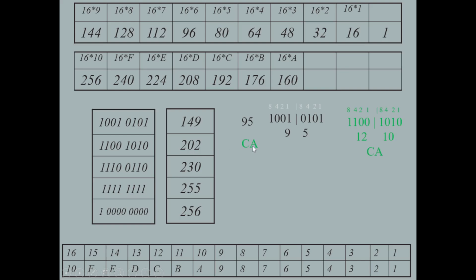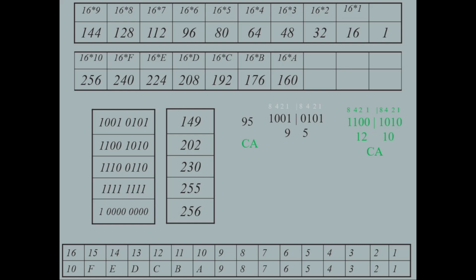202, right? So 202, again, taking binary, dividing it into 2 nibbles, adding the nibbles together. So a group of 8 and a group of 4 is 12. And 8 and 2 is 10. 12 in hex is a C. 10 in hex is an A. So it's CA. Go ahead, and again, if you're comfortable with the system, pause the video and see if you can convert these on your own. And then we'll come back and show you the answers.